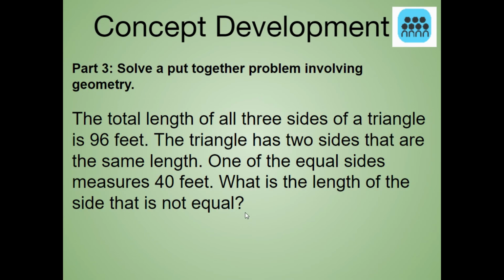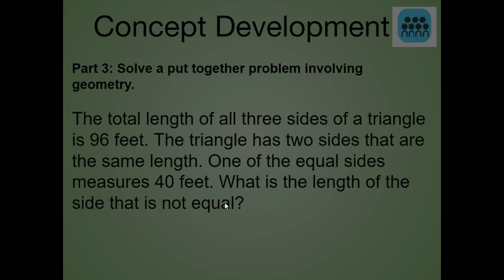All right, so part 3. Solve a put together problem involving geometry. The total length of all 3 sides of the triangle is 96 feet. The triangle has 2 sides that are the same length. One of the equal sides measures 40 feet. What is the length of the side that is not equal? So we read the problem, pause the video, and draw it out so you're able to solve.